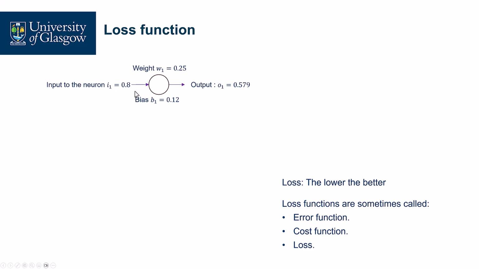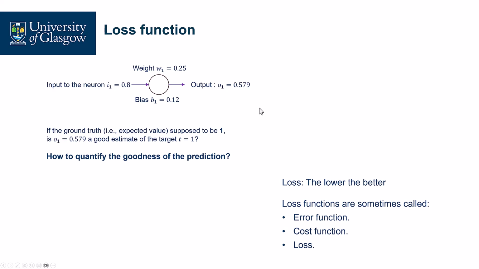Let's see how it works in neural network. So suppose this is a neuron, we have an input I, we have a weight, we have a bias, and then we have an output, right? And this output, let's say, for example, is 0.579. If we are assuming that the ground truth, or we say the expected value, is 1, right? The question is, is 0.579 a good estimation? And how can we quantify this? So this will be described by the loss function, right?